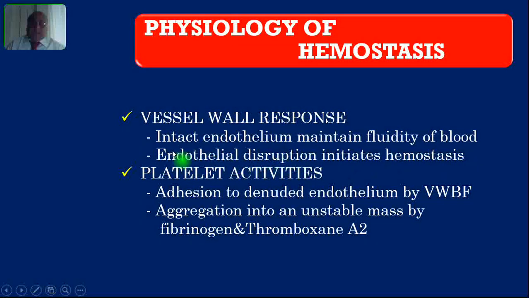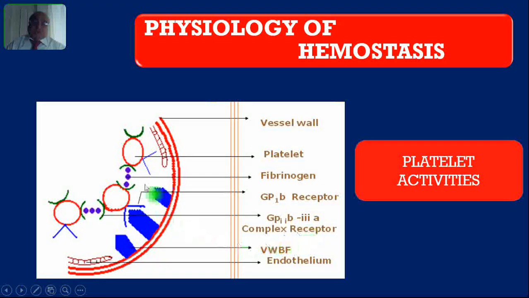Immediately after this endothelial disruption, the platelet will go there and adhere to the denuded endothelium by von Willebrand factor. The first thing is adhesion of these platelets to the endothelium, and the next thing is the aggregation into an unstable mass by both fibrinogen and thromboxane A2.